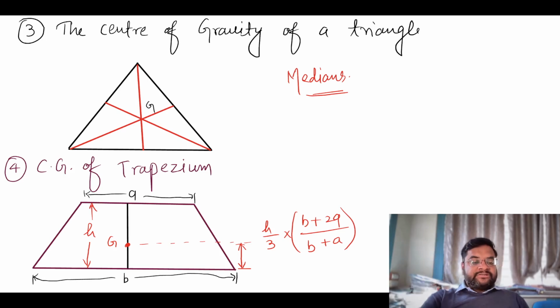Now the fourth point is the center of gravity of a trapezium. If we have a trapezium with parallel sides a and b and height h, the center of gravity of the trapezium is h by 3 times (b plus 2a) upon (b plus a), according to the figure. The point G is called the center of gravity of the trapezium.